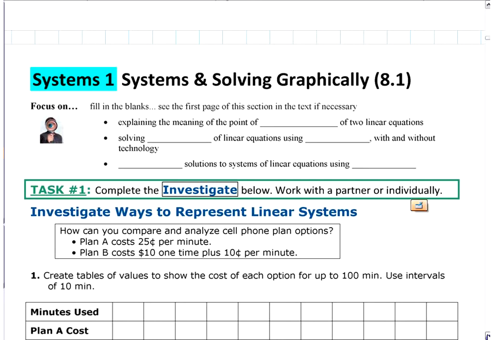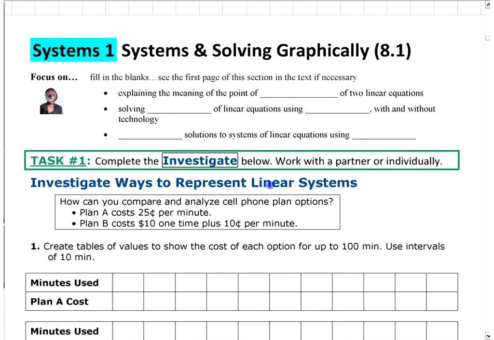Systems, solving graphically. Solving it by graphing. It actually matches up with section 8.1 in the textbook if you're interested.